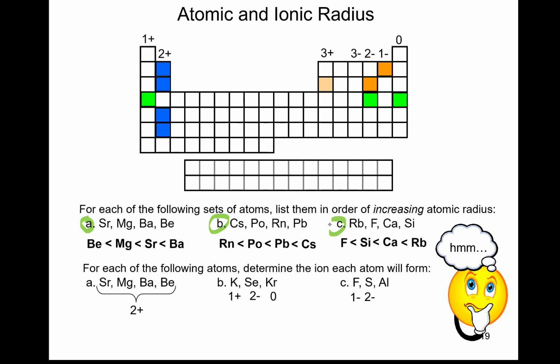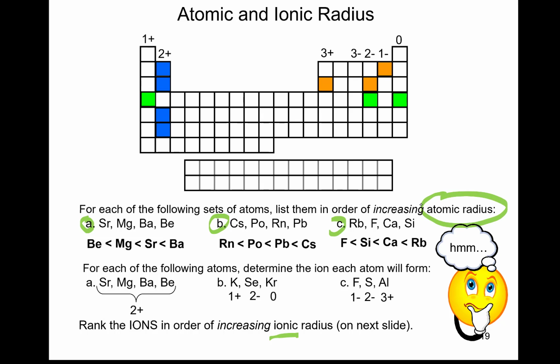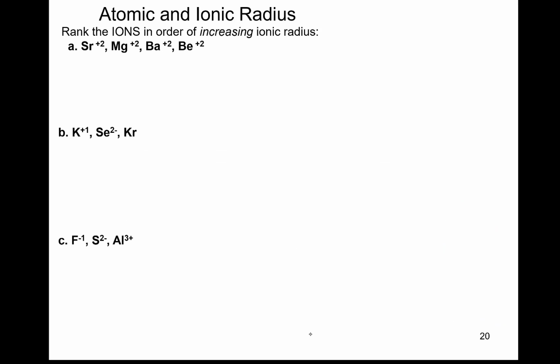And aluminum is in 13, which is a +3. Now let's rank the ions in order of increasing ionic radius. So here, earlier we did atomic radius, now we're gonna do ionic radius. So we already figured out what ions they will form. These are the same groups, A, B, and C from the prior slide.